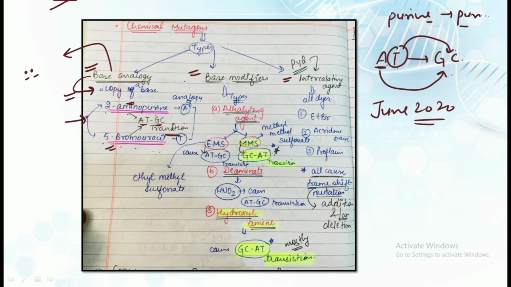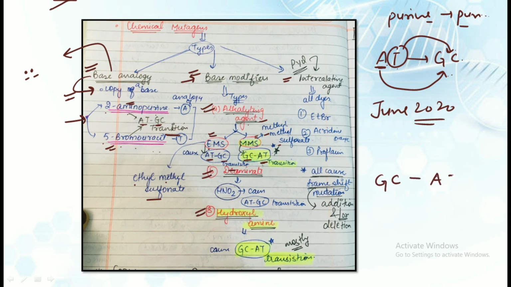The second one is about the base modifiers. So we have three basic types of base modifiers. The first one are the alkylating agents, the second one is the deaminating agent, and the third one is the hydroxylamine. In case of the alkylating agents, we either have EMS or MMS. EMS stands for ethyl methyl sulfonate and MMS stands for methyl methyl sulfonate. EMS causes AT-GC transition and MMS causes GC-AT transition.